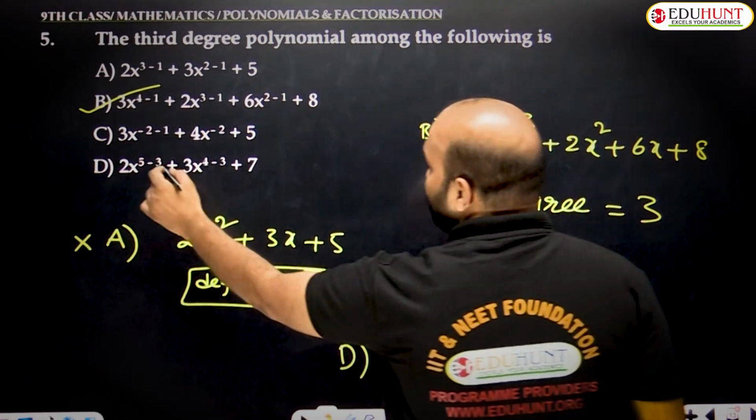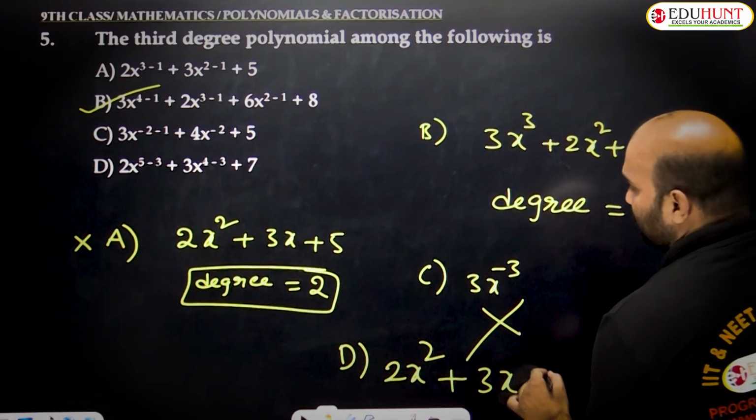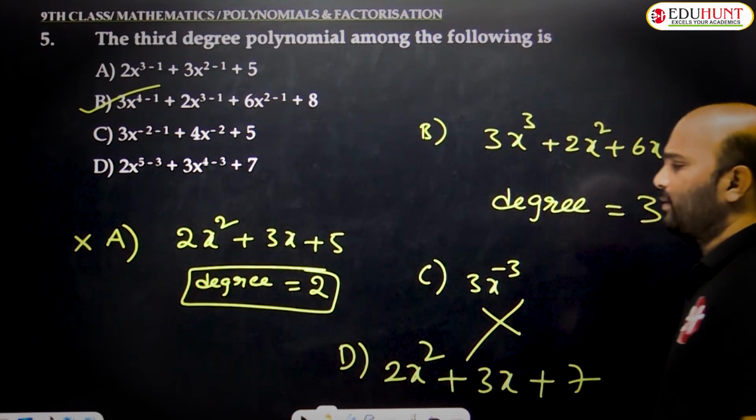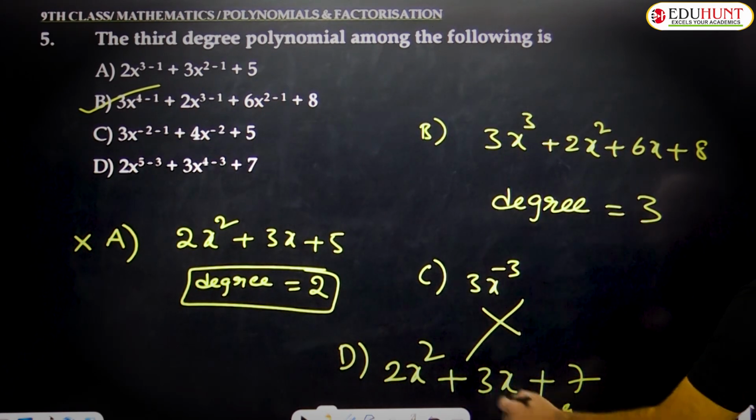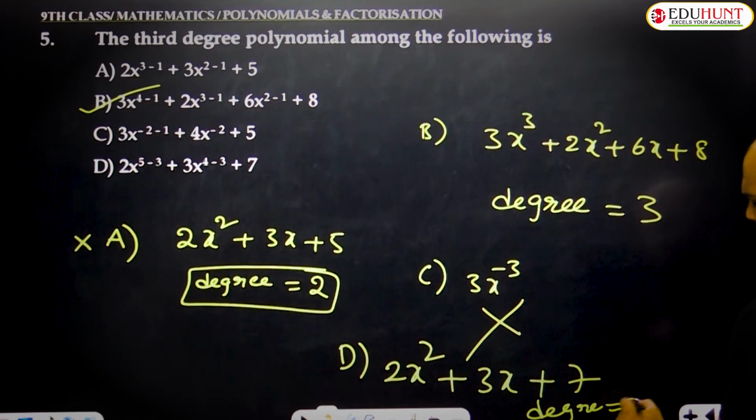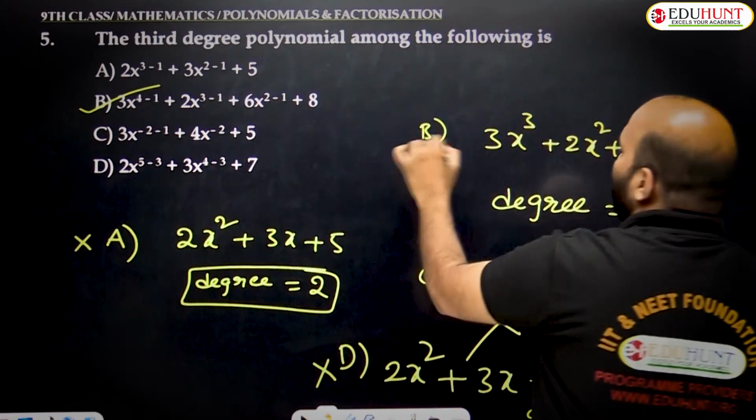2x power 5 minus 3 is nothing but 2, again 3x power 4 minus 3 is nothing but 1, plus 2. What is the degree of the polynomial equation? The degree is 2, because the highest exponent value is called the degree. So it is also not satisfied, because the question I am asking is a third degree polynomial. Option B is the right answer.